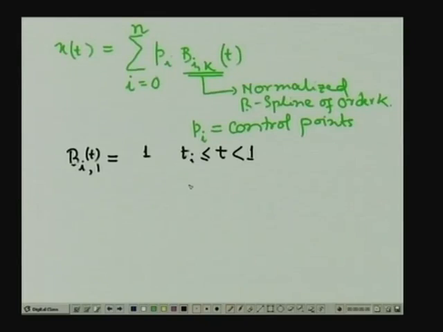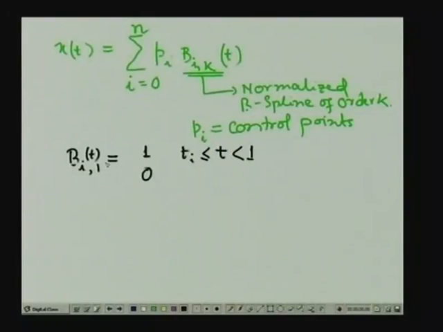So, this is b I 1 of t, it is equal to 1 whenever t I is less than or equal to t, which is less than 1, and b I 1 of t is equal to 0 whenever t takes other values. So, this is equal to 1 for all values of t lying between t I and t I plus 1, t I inclusive, and b I 1 of t is equal to 0 for any other value of t.